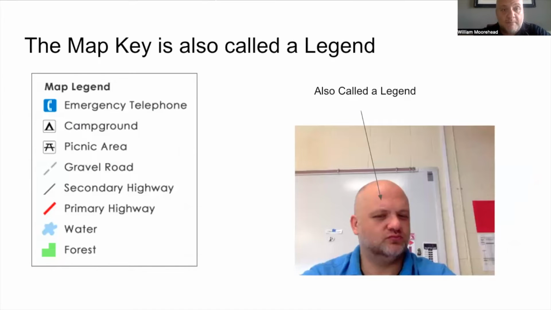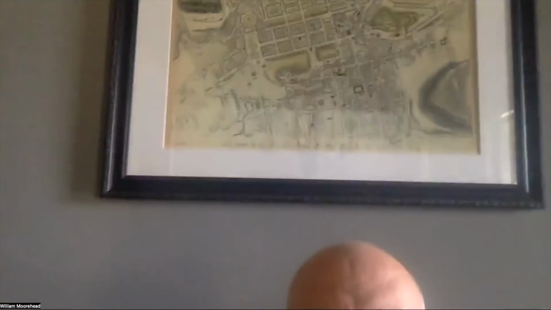This is where a map key is just referred to as a legend. I don't know if we can see it. Let me see if I can do this. My family is actually from Scotland. I have a map of where my family is from. It's an antique map. You can kind of see it behind me. It's a little bit difficult to see, but up toward the top, there is the legend.